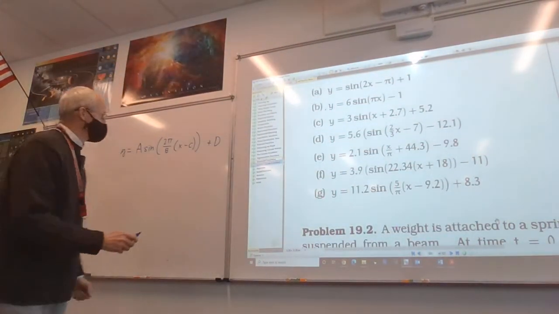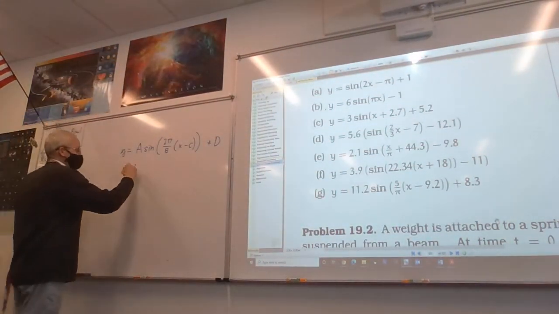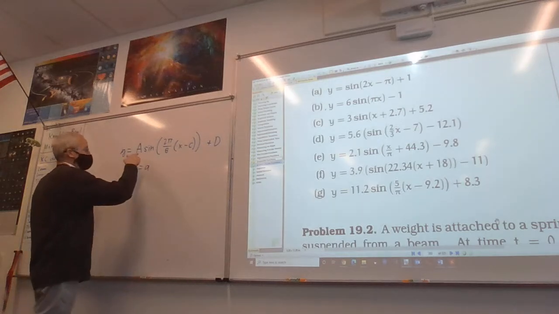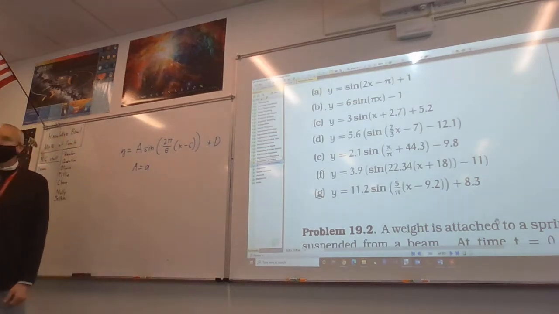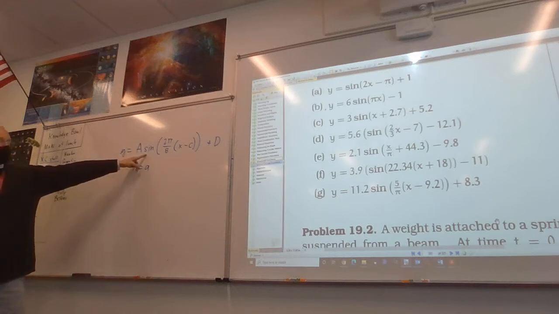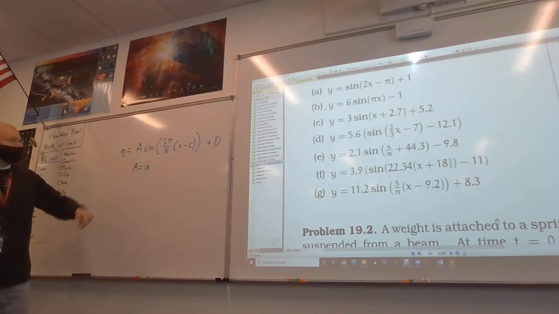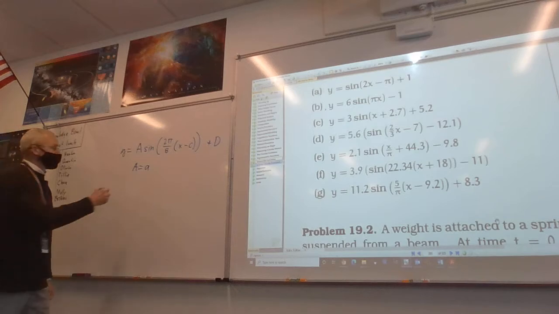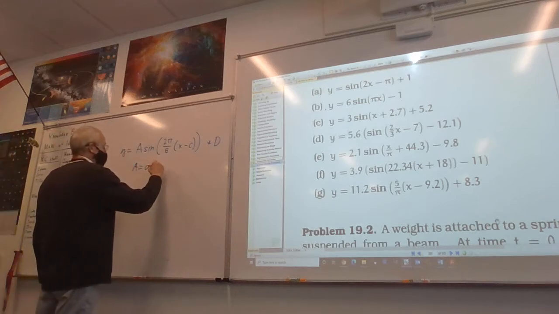All right, so again, this is standard form. A is called the amplitude, the size of the wave. We know that number is like the radius of the circle. So A tells you how big the wave can be, because sine can only go as big as 1 or as small as -1. So if we want a bigger wave, we have to multiply it by something, like the radius of a circle. So A is called the amplitude.